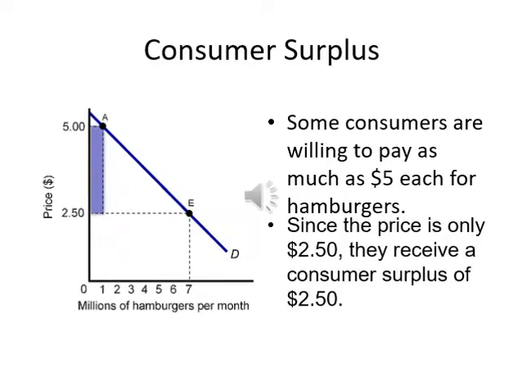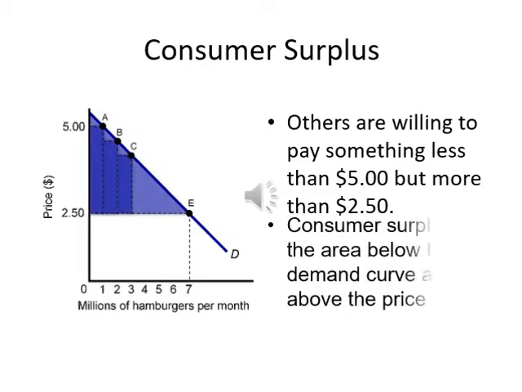Consumer surplus. Some consumers are willing to pay as much as $5 each for hamburgers. Since the price is only $2.50, they receive a consumer surplus of $2.50. Consumer surplus. Others are willing to pay something less than $5 but more than $2.50. Consumer surplus is the area below the demand curve and above the price level.